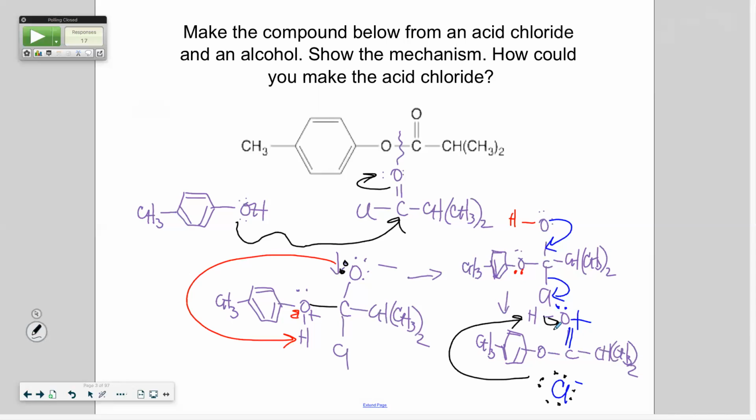Okay, so how would we make that acid halide? This one right here. What are we going to start with? What kind of compound? Carboxylic acid. Okay, so what do we use? The one that gets used the most is SOCl2. Same one that you can use for alcohol. Okay, that's how you make the acid chloride.